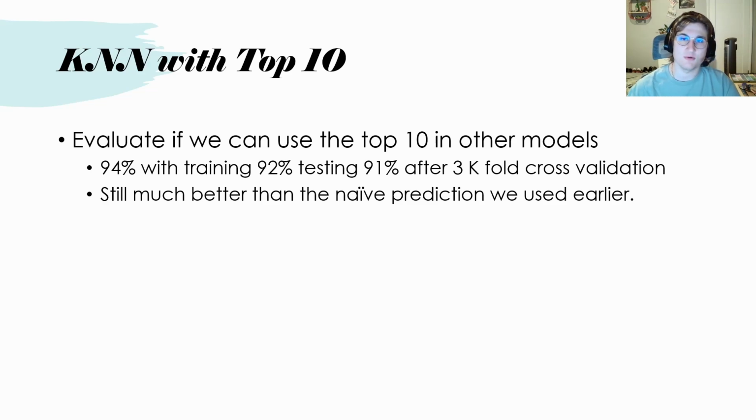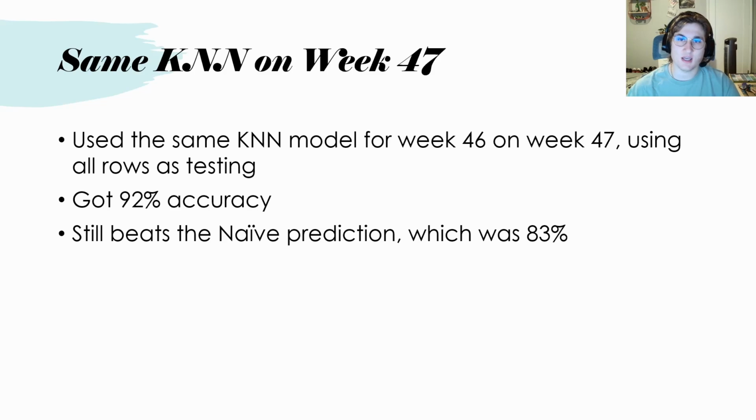But now that I have this KNN model with the top 10 most important columns, I can now use that on week 47 to see if I can predict all the rows in week 47 on the same y variable, which was that the respondent didn't think that the booster was necessary. So after I ran the KNN model on the week 47 data, I found that I got 92% accuracy, and then I redid a naive prediction since this was week 47, and I got 83% with the naive prediction. So overall, still a very good model. We're able to pretty accurately predict how the user is going to respond to this if they didn't get a booster in both week 46 and week 47 of the pulse survey data.